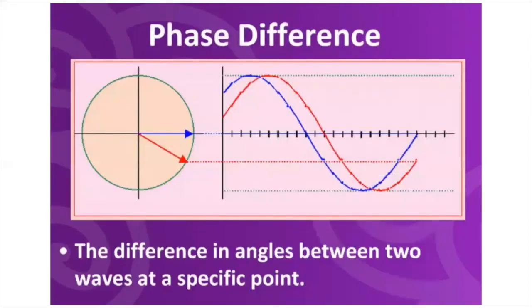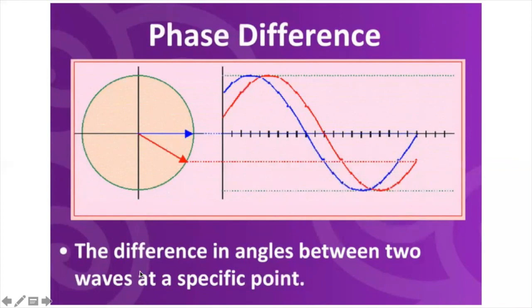Now, we are going to discuss phase difference. I believe that you already grasp the information that I have already given to you. We know that this circle is also related to the wave. The points here, for example, the blue wave is related to this, and this one is related to this. So there must be an angle. The difference of the angle here is what we call the phase difference: the difference in angles between two waves at a specific point.